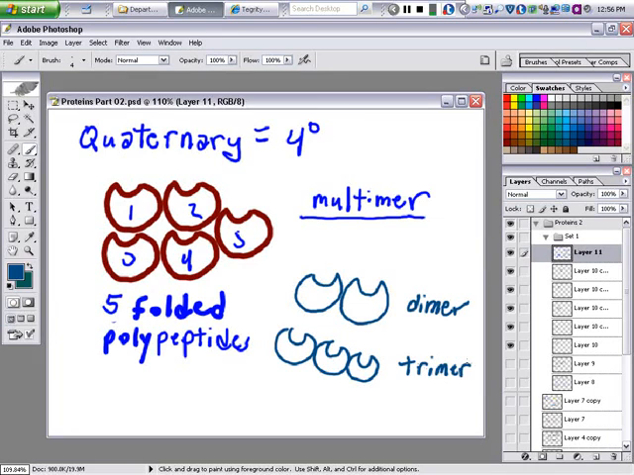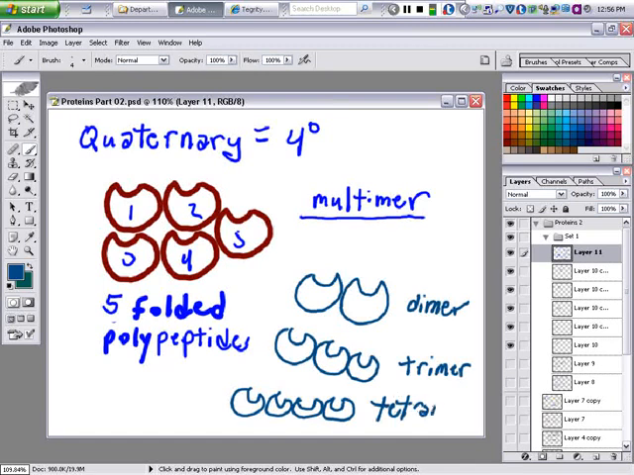Okay, I'm going to do one more here. 1, 2, 3. Okay, is this a multimer? What is it? What type of multimer? A tetramer. A tetramer, exactly.